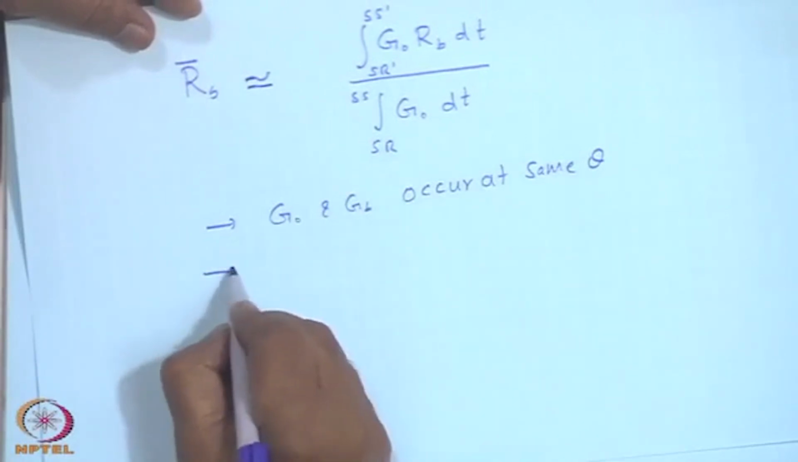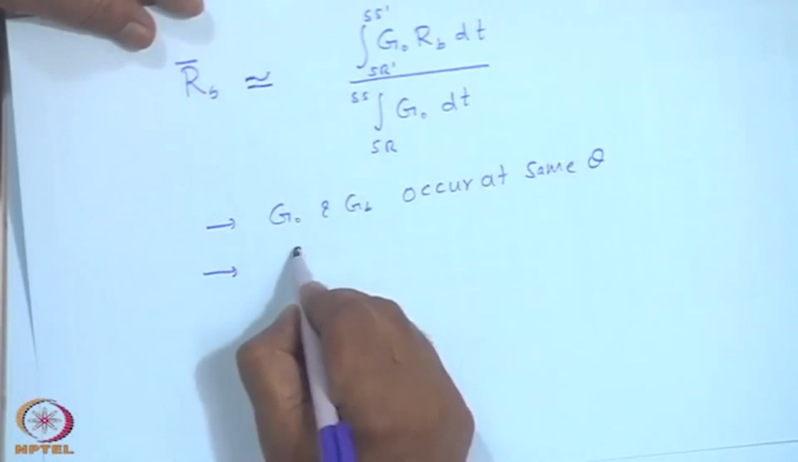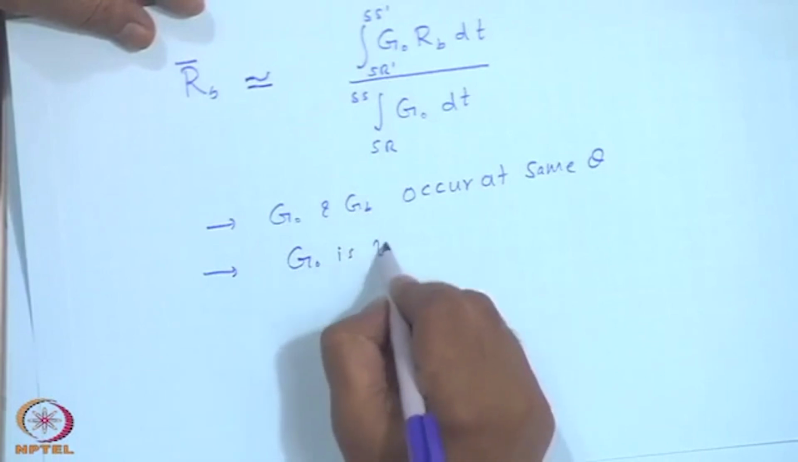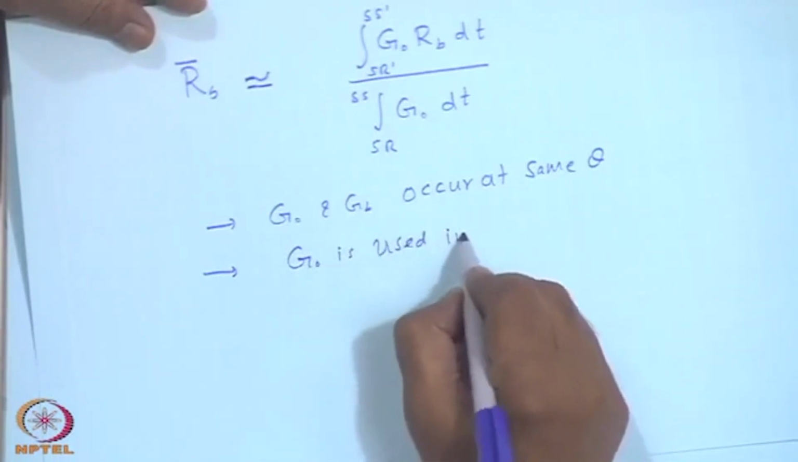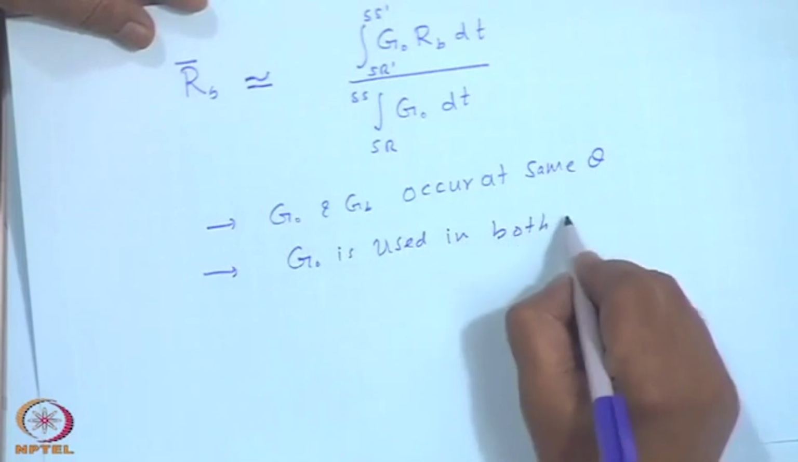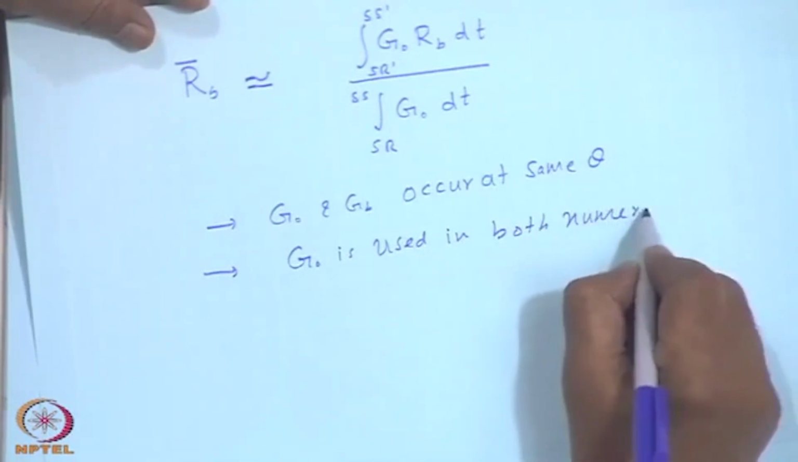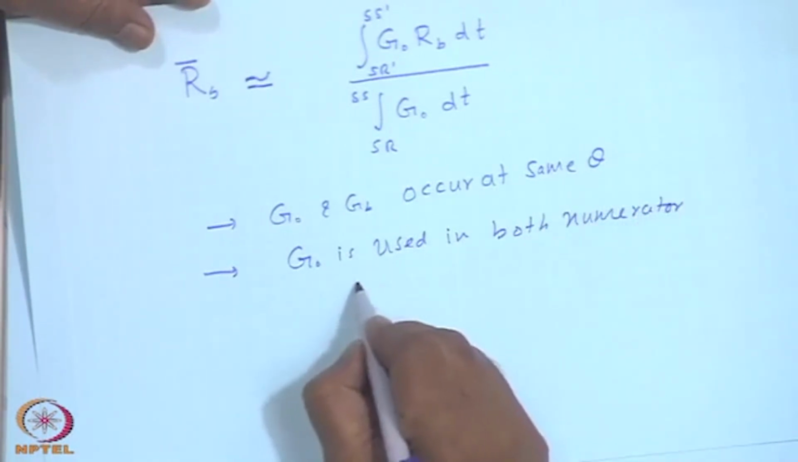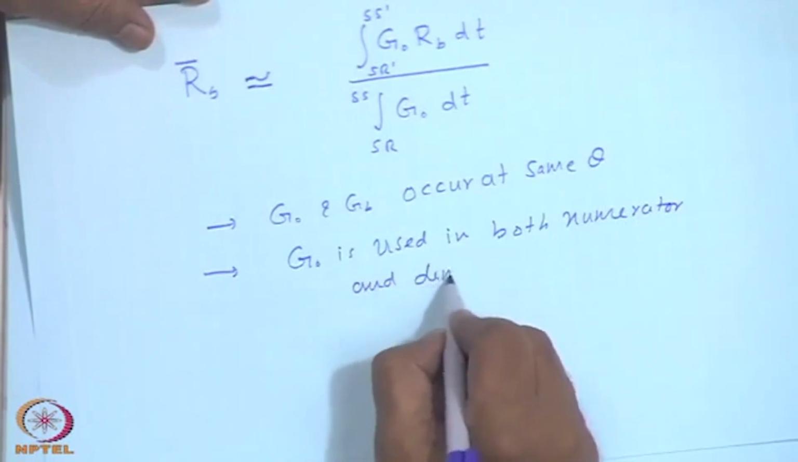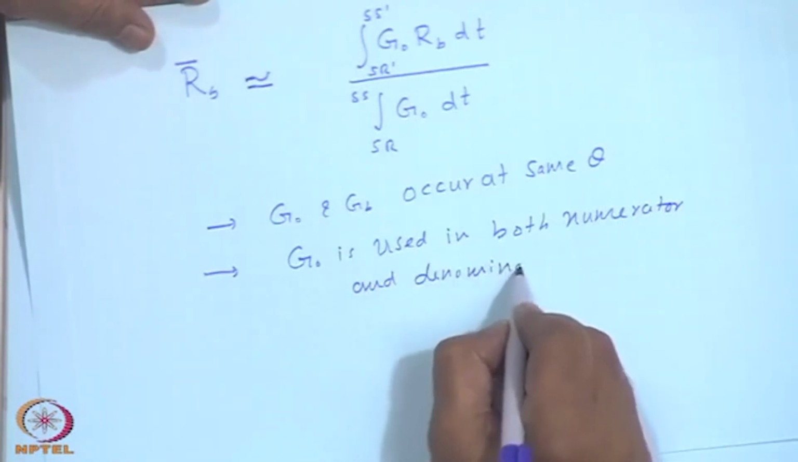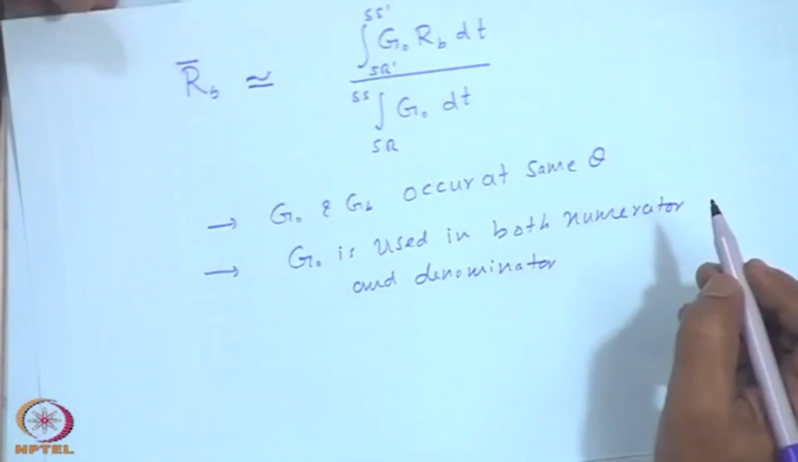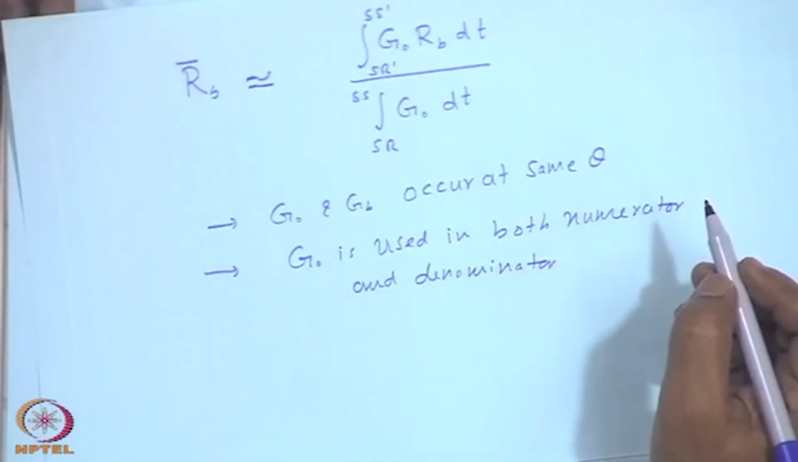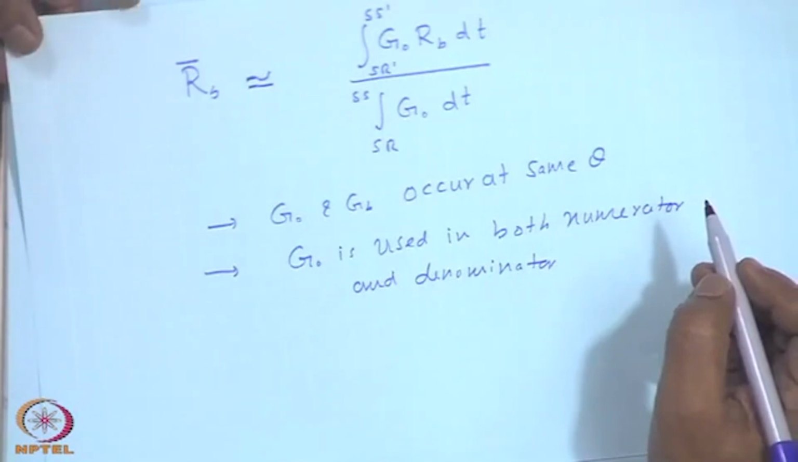Then the second sort of justification is G0 is used in both numerator and denominator. So, if there is an error in the numerator, there is some error in the denominator also, though not exactly the same. Consequently, some error is likely to get cancelled. So, this appears to be a good approximation.